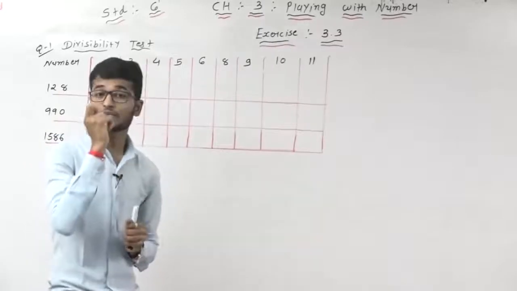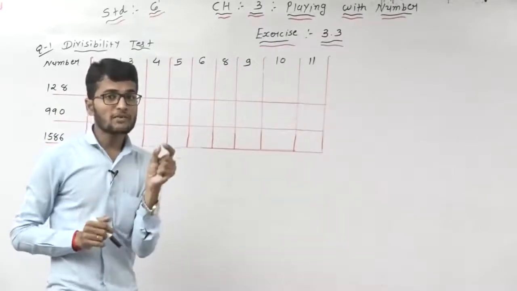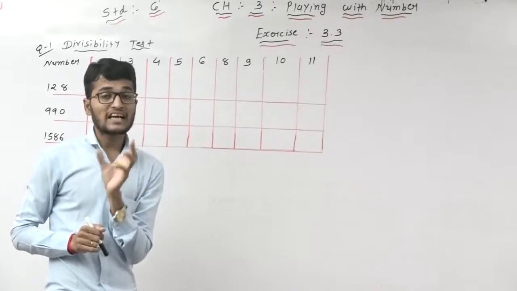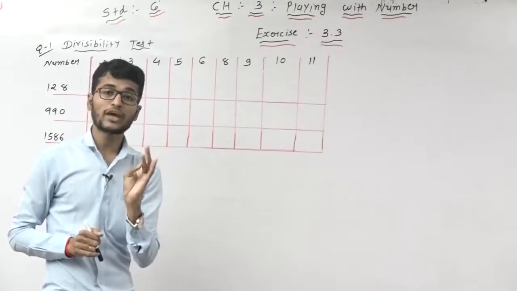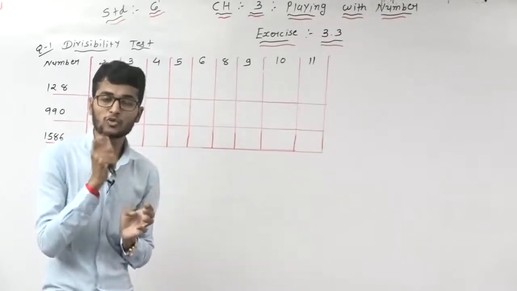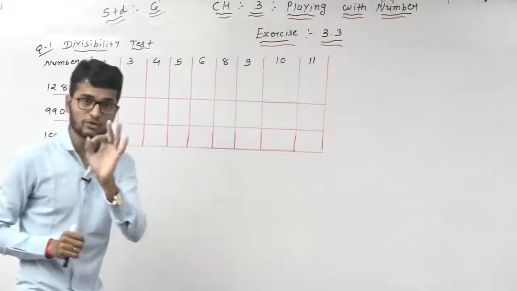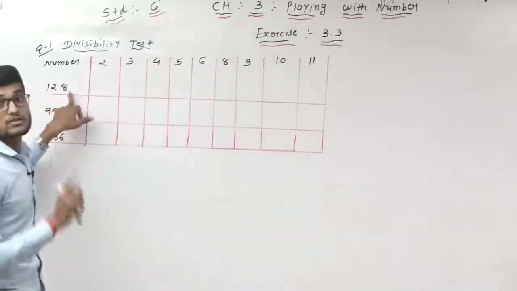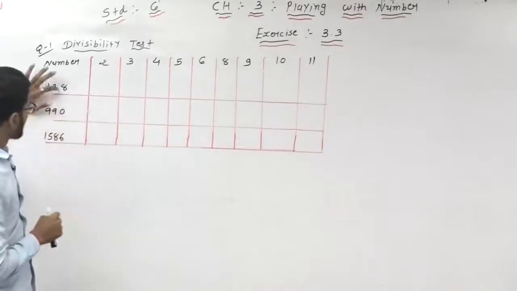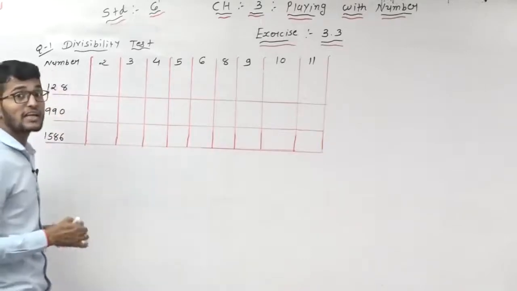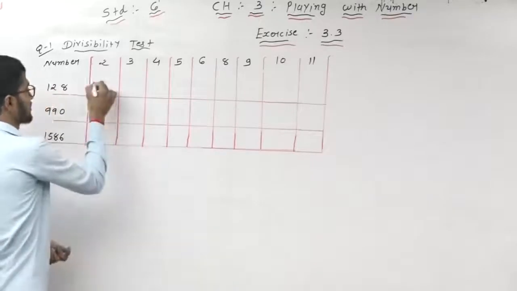So dear students, we will check if any number is divided by 2. तो इट मीन्स लास्ट डिजिट 0, 2, 4, 6 और 8 होना चाहिए. कोई नंबर 2 के साथ कब डिवाइड होगा? लास्ट डिजिट 0, 2, 4, 6 और 8 हो तब. Now check it. 0, 2, 4, 6, 8. It means 128 divided by 2 possible? Yes. Write down here yes.